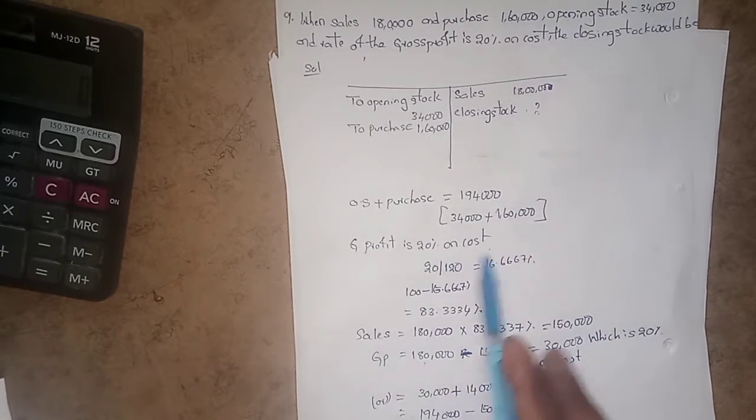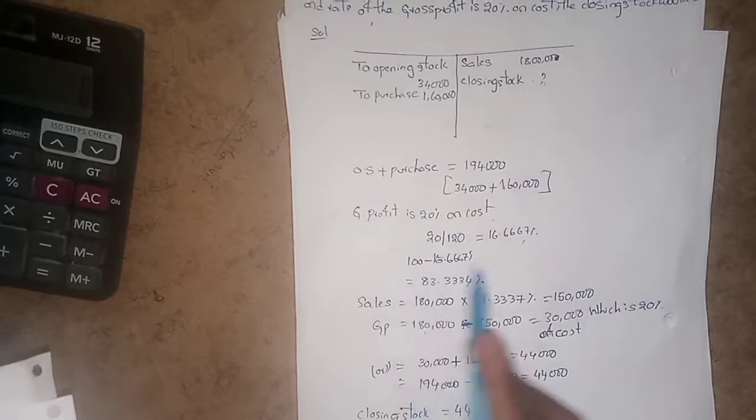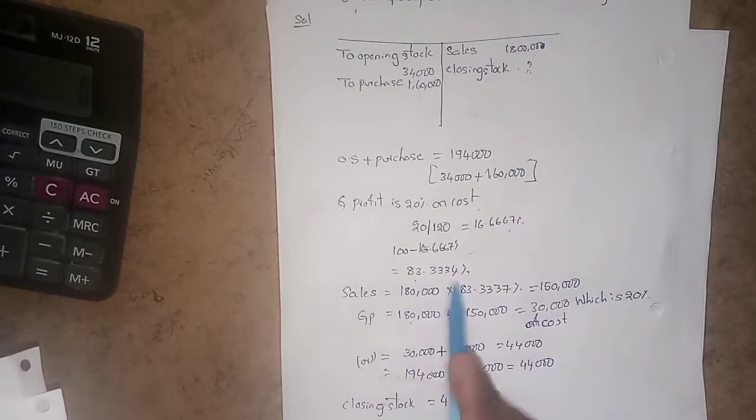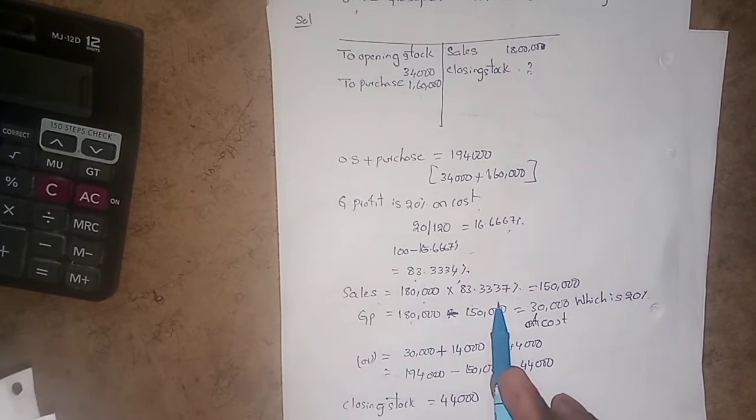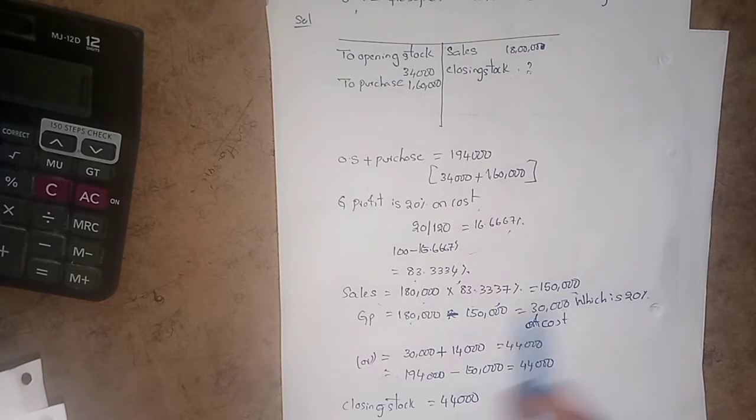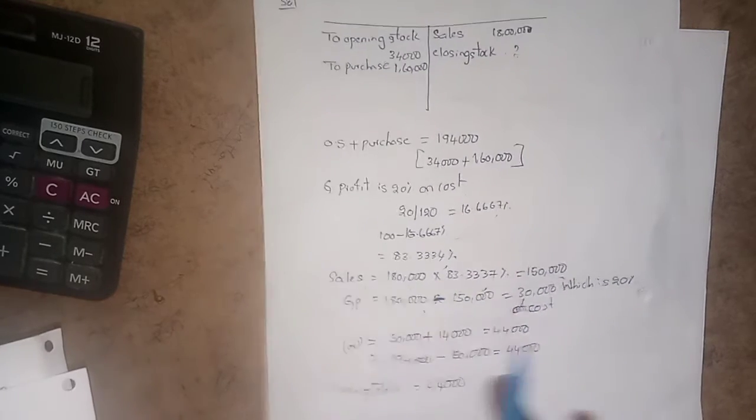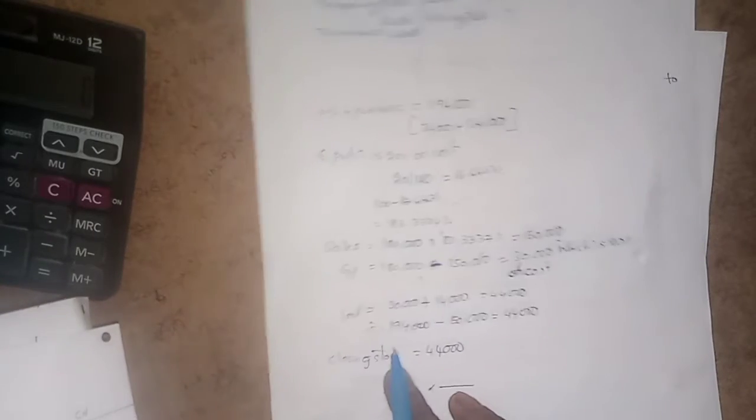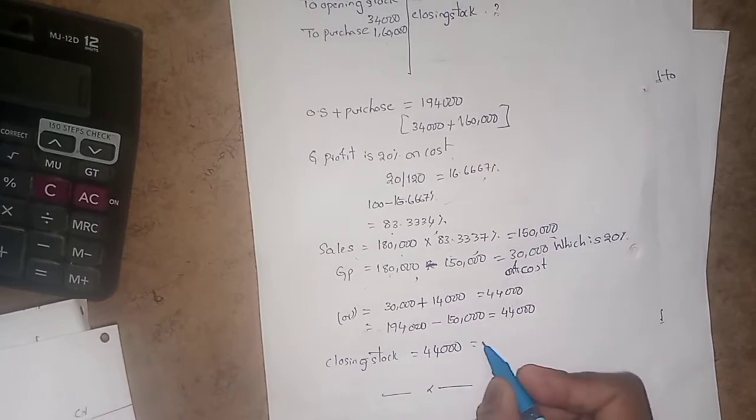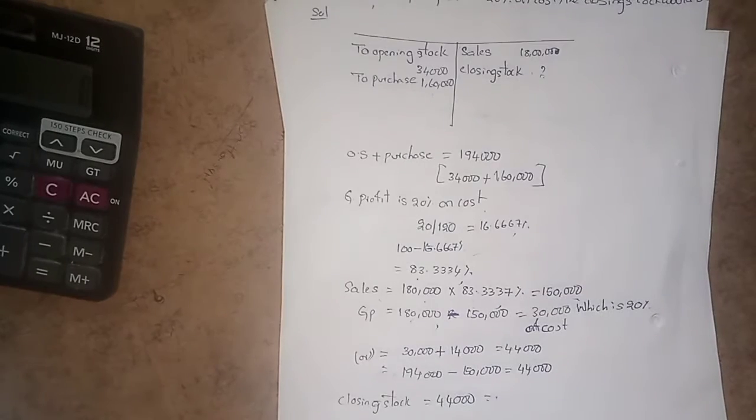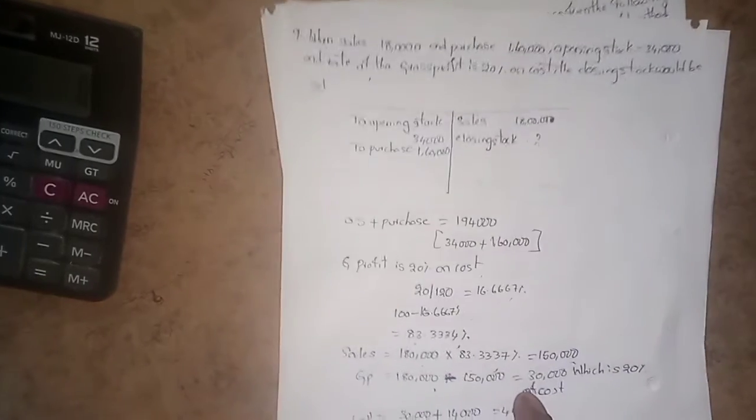Gross profit on 20% on cost, so 1 by 6, that is 16.6%, minus, so 83.34% of sales equals 1,80,000 into 83.33%, that is 1,50,000. Gross profit is 20%. So 1,94,000 minus 1,50,000, we get 44,000. The closing stock will be 44,000. So this is the ninth problem. We are clear, so hope you will understand.